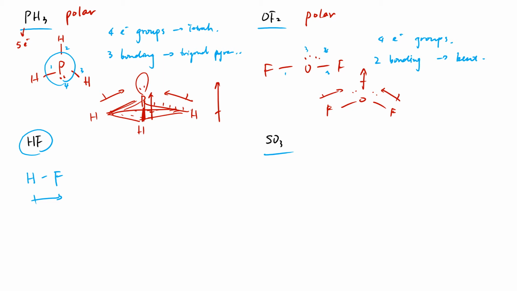And for the last one, the sulfur in the middle, 3 oxygen around it. And in order to reduce the formal charge, each oxygen will form a double bond with the sulfur. And so right now the formal charge for oxygen is 0, and for sulfur is 0 as well. So it's like that.